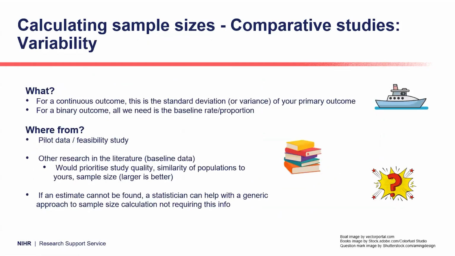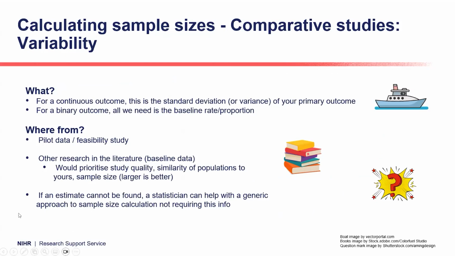So the next important factor for the sample size calculation is the variability of the outcome measure. When talking about continuous outcome measures, the variability is most often called the standard deviation or the variance. For binary outcomes, it's called the rate or proportion. If there is a lack of literature, then you could also consider conducting a feasibility or pilot study to find a variability for your main study sample size calculation.